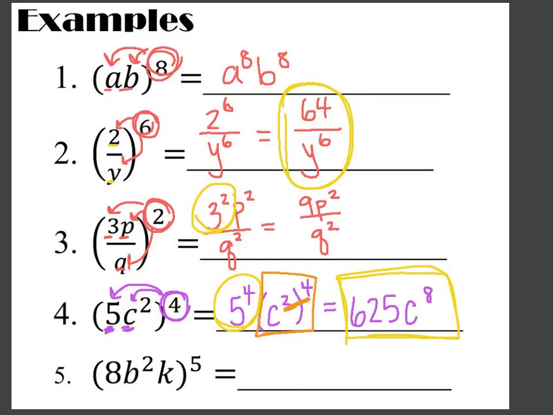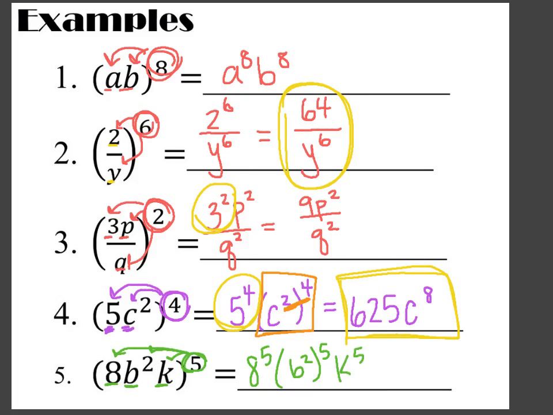Let's try this just one more time with number 5. Look, I have an 8, I have a b, and I have a k. So I'm going to take this outside exponent and put it on each one. So 8 to the power 5. I had a b squared already, but then I need another 5 on it. And then I had a k, and I'm going to put a 5 on it.